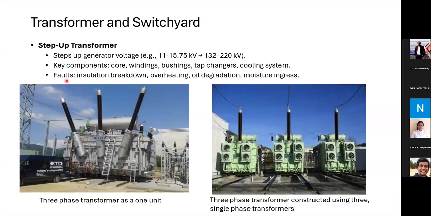Typical faults in transformers are insulation breakdown within the transformer, overheating, and oil degradation, because the transformer is filled with oil. This oil, with time, due to reacting with the metal surfaces, the copper and the insulation material, can degrade, and degradation will cause the breakdown voltage of the oil to reduce and could damage it. It can also have moisture ingress because the temperature of the transformers goes up and down, and with that, water molecules can penetrate through small gaps inside the transformer and cause damage.